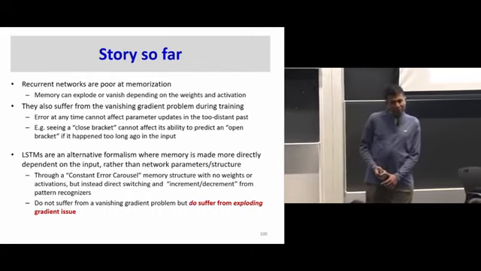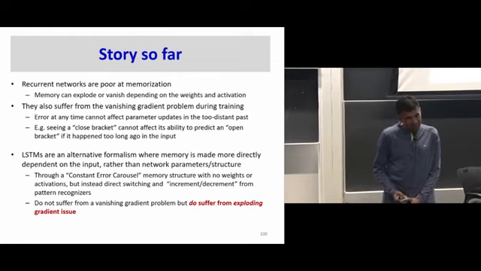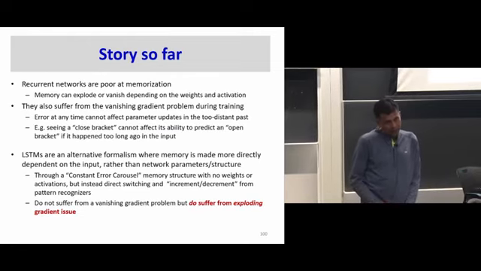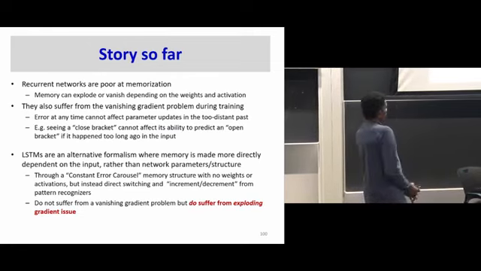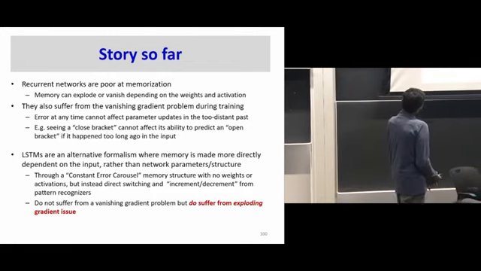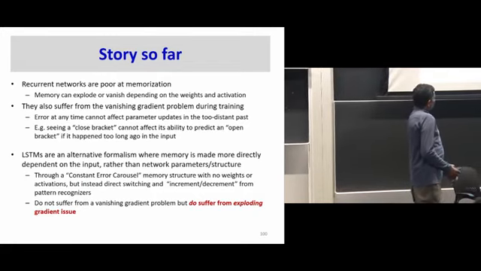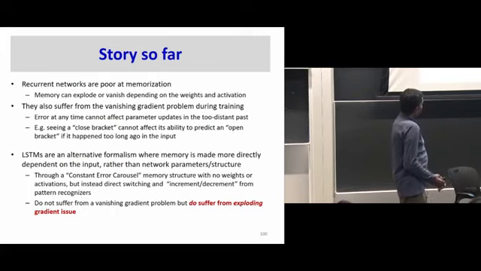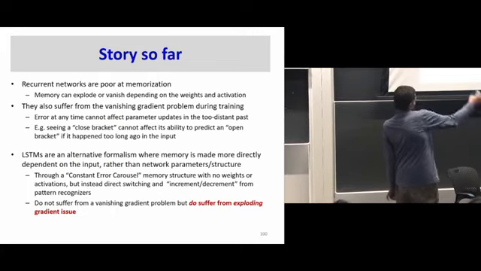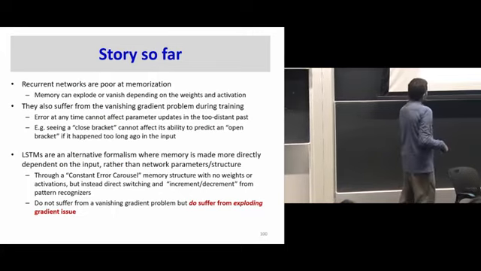Recurrent networks that were originally designed to remember things are really not very good at memorization. The memory can explode or vanish depending on the weights and activation. They also suffer from the vanishing gradient problem during training, meaning the error at any time cannot affect parameter updates in the too distant past.